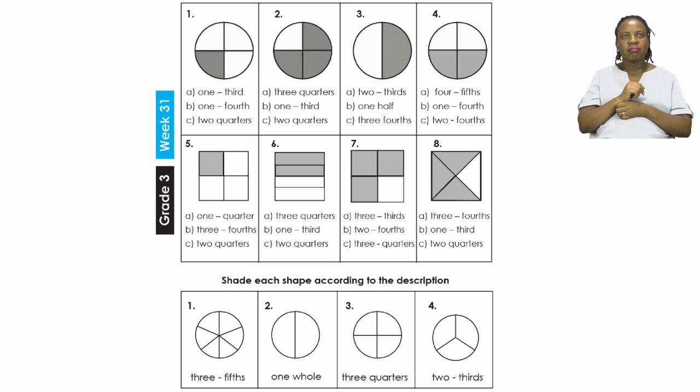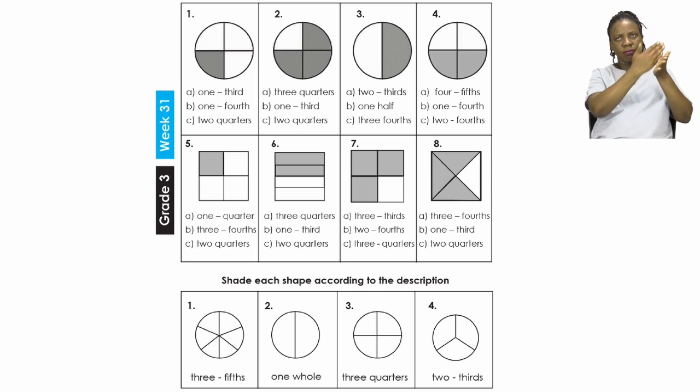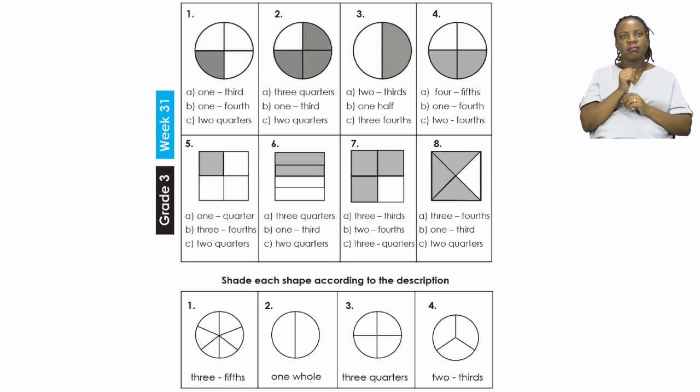Now let's quickly have a look at number 1. There you will see the circle, and you will see that the circle is divided into 4 parts. Can you see the 4 parts? Excellent. Just below the shape, there are 3 options of what could be the right answer. Now you have to look at the circle and see which part of the circle is shaded, and also look at how many parts there are to get to the right answer.